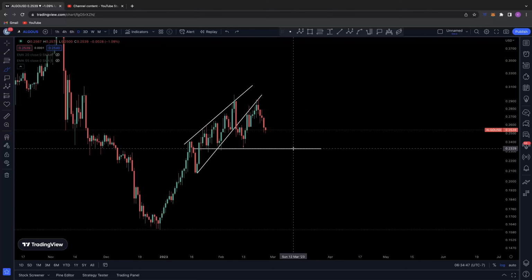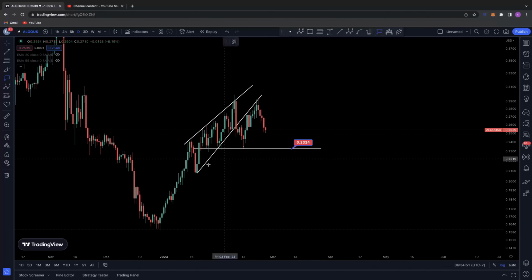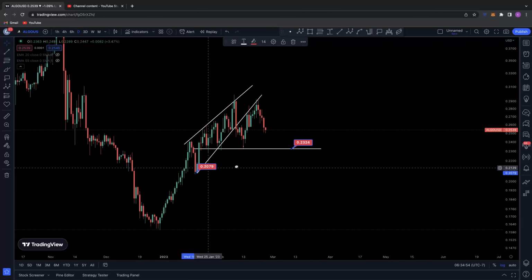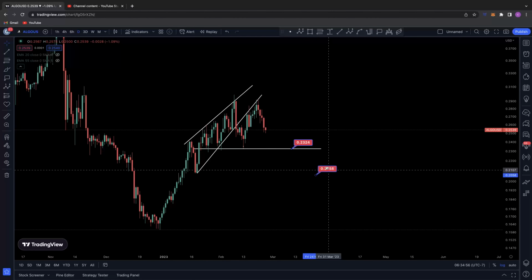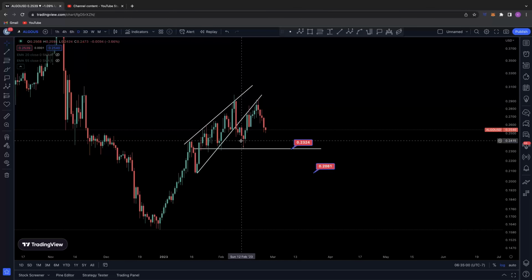So do keep an eye on that 23 cents, guys, okay? It's a very key area for me at the moment. And if you lose that, you're looking to come back down to this 20 cent mark for Algorand here. Where this low is of this rising wedge, which I think is the overall target.